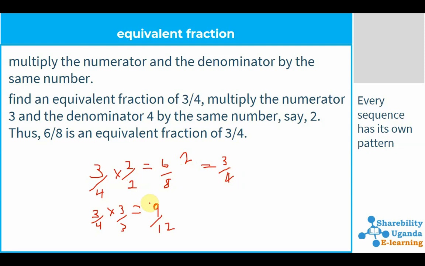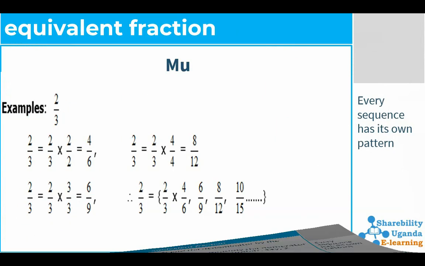We are also going to take another number. We are trying to prove whether 9 out of 12 is the same as 3 out of 4. Let's take our common factor 3. 9 divided by 3 gives us 3. 12 divided by 3 gives us 4. This simply means that our equivalent fraction is the same as 3 out of 4. That's how we can prove that this is an equivalent fraction. Let's go ahead and see some more examples.